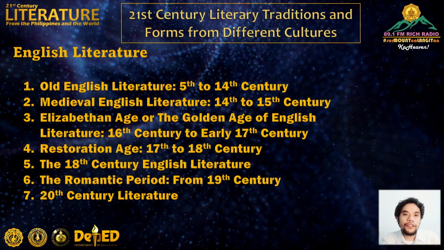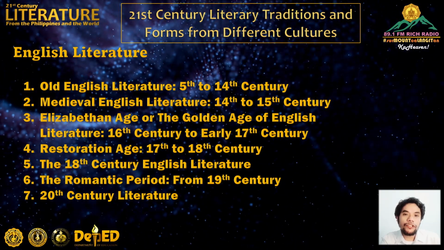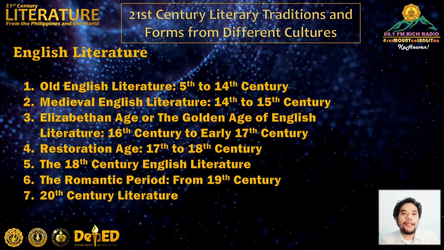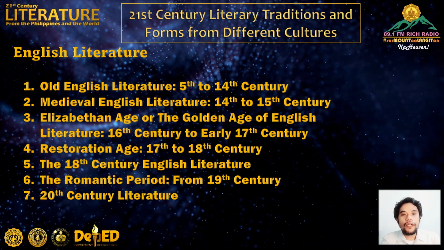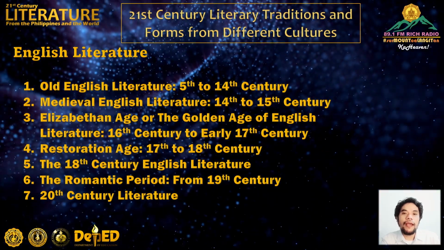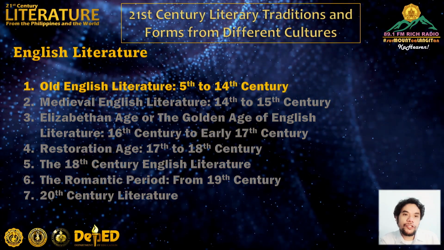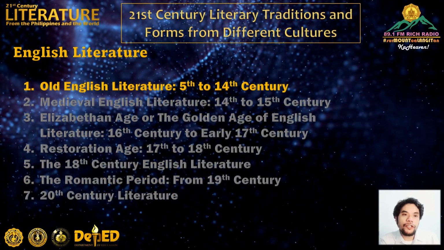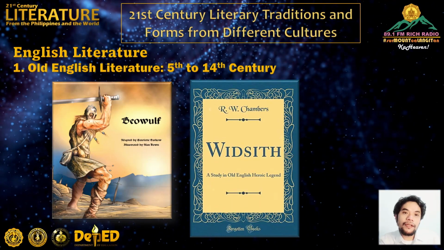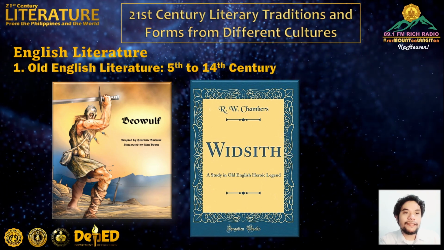The history of English literature is spread over important different periods, including Old English literature, medieval English literature, Elizabethan age or the Golden Age of English literature, Restoration Age, the 18th century English literature, the Romantic period, and the 20th century literature. The earliest known period of English literature is the Old English or Anglo-Saxon literature, which ran from 5th to 14th century. The famous works of Old English literature are the narrative poems or epics Beowulf and Widsith.